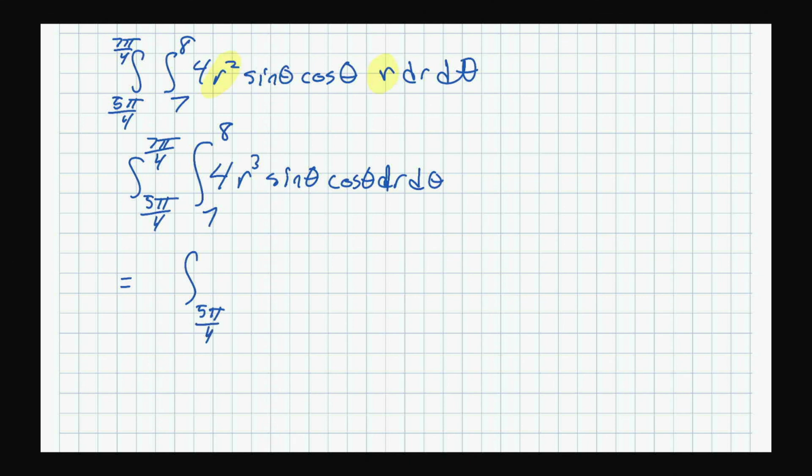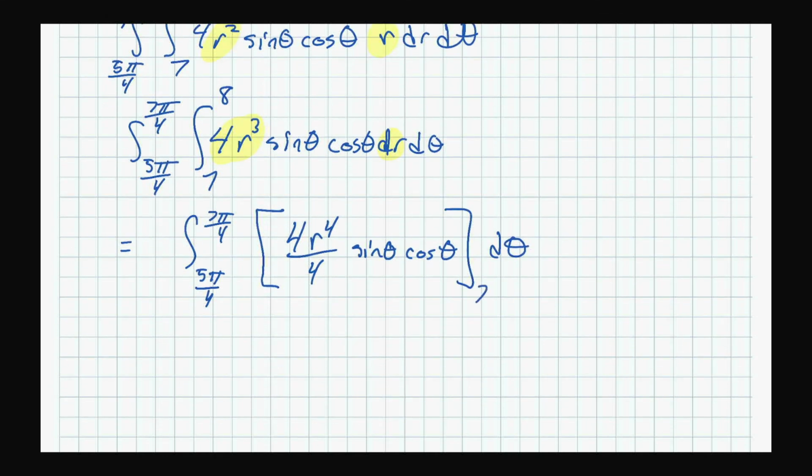Okay, so we're actually going to do this integral. We're going to do our first antiderivative here. So we're integrating with respect to r, and here's our r's. So what's the antiderivative of 4r cubed dr? Right? We're doing power rule, so r to the 4th over 4. And then the sine theta, cosine theta are just along for the ride. You got your d theta, and this is from 7 to 8.